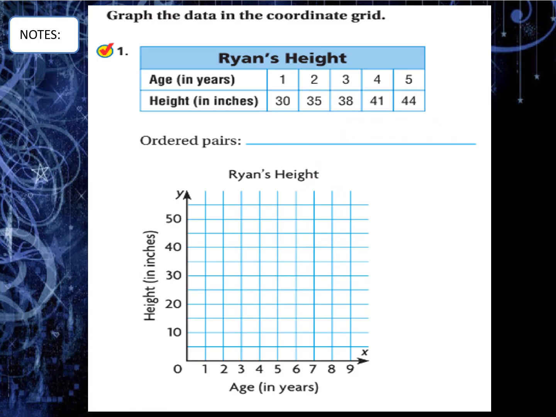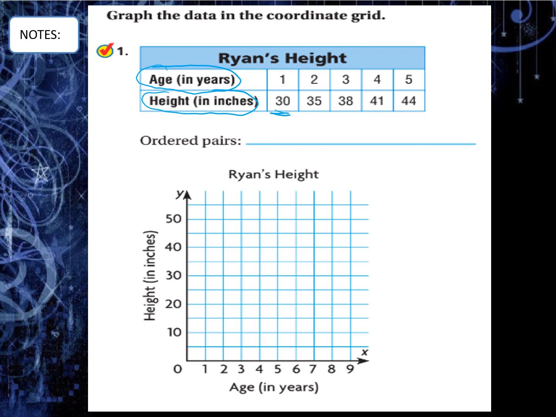Graph the data in the coordinate grid. Again, age in years, height in inches. If you think about this, the older we get, generally, the taller we get. As we get older, we grow up. So as my number of years increases, my height will also increase. I'm going to write my ordered pairs first.